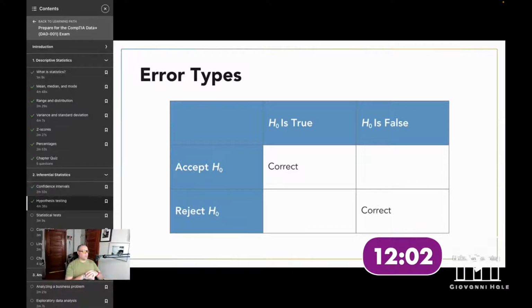Similarly, if we reject the null hypothesis and it's false, we've come to a correct conclusion. Interestingly, you've also seen these boxes before. If we reject the null hypothesis and it's actually true, that's the type 1 error that we've already discussed. On the other hand, if we accept the null hypothesis and it's actually false, that's a type 2 error.